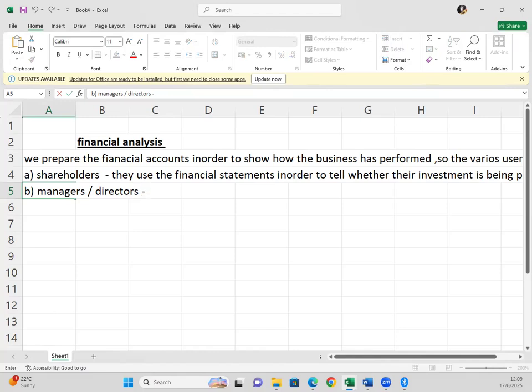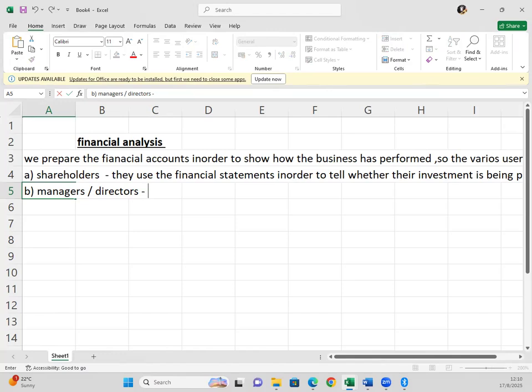So how do they make use of the information? They make use of the information to make plans for the future. So vanotarisa information yatakarekoda, how the entity has been operating in the last year, so that they use that information to make more decisions for the future.